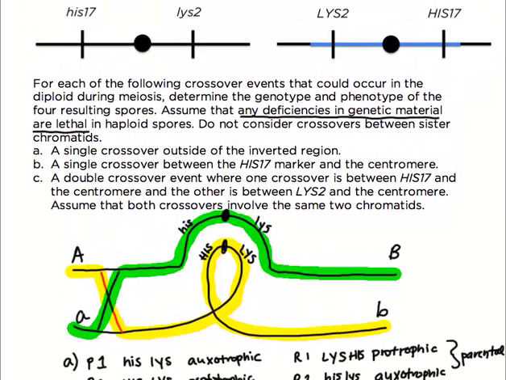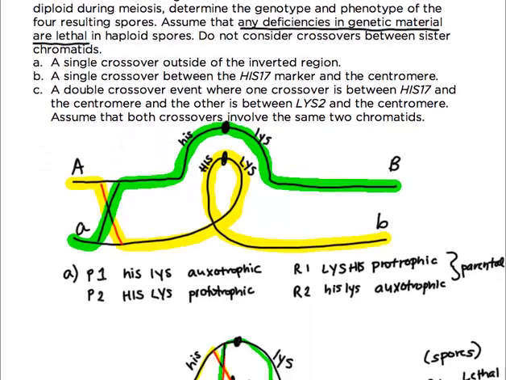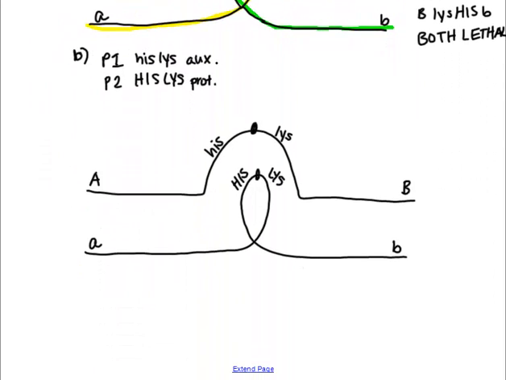Okay, so for C now it's asking a double crossover event where one crossover is between histidine and the centromere and the other is between lysine and the centromere. Assume that both crossovers involve the same 2 chromatids. So again, it doesn't matter that we didn't draw the sister chromatids, all that's occurring is with these 2 that we drew. Okay, so the first crossover is between his and the centromere, which would be here, and the second crossover between the centromere and the lysine marker.